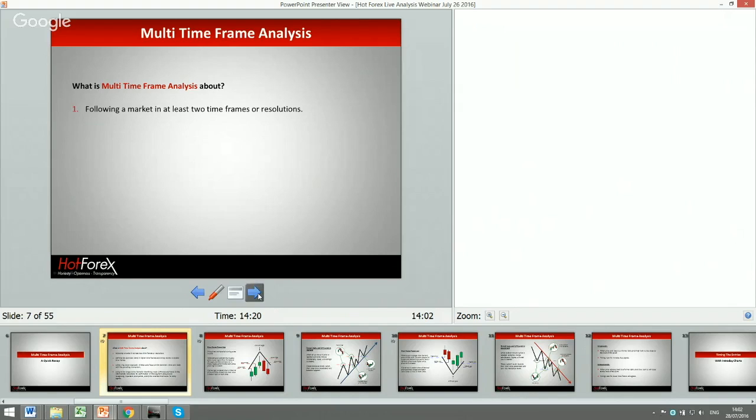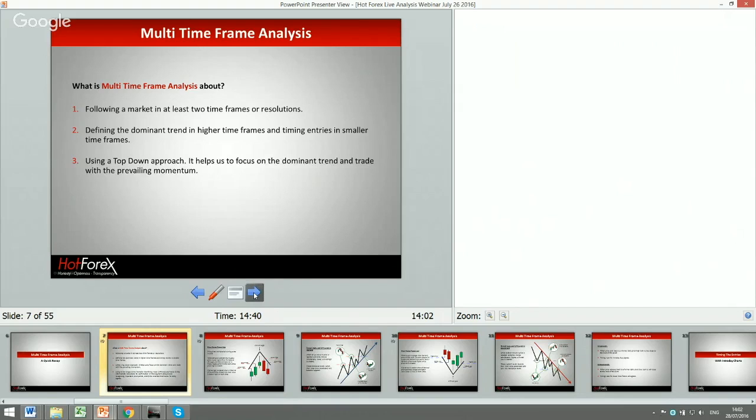Okay, so multi-time frame analysis, looking at, as it says, multiple time frames, at least 2, possibly 3. Some people call it resolutions as well as time frames. So we're looking at the dominant time frame, the higher time frame, and looking for entries on the lower time frame. Sounds quite straightforward, and it is, if you can follow the rules. It's very straightforward. Okay, it's very much a top-down approach.